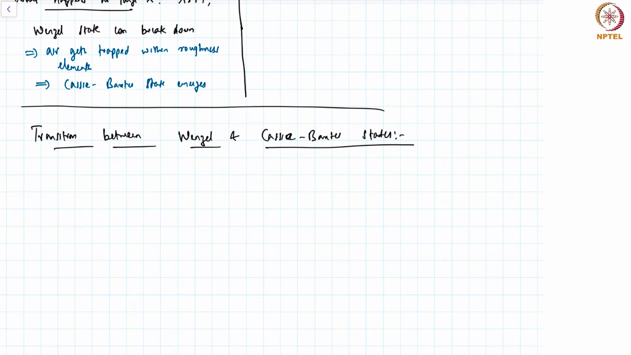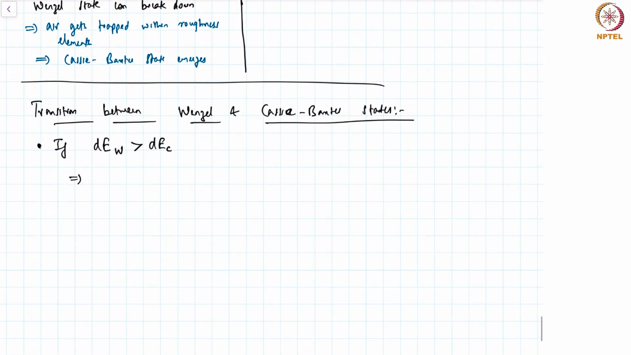One is if dE_W becomes larger than dE_C. What is the expression for dE_W? The expression for dE_W was r times gamma SL minus gamma S dx plus gamma times cosine of theta star dx. When this becomes larger than phi s, I'm writing now for the Cassie state.